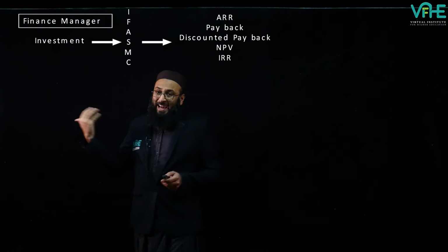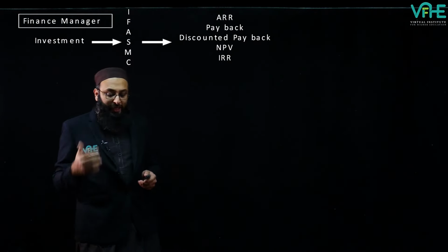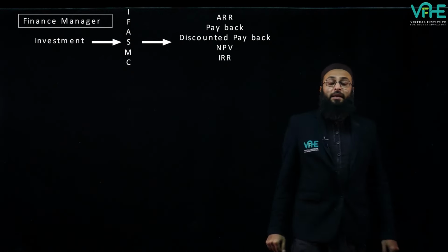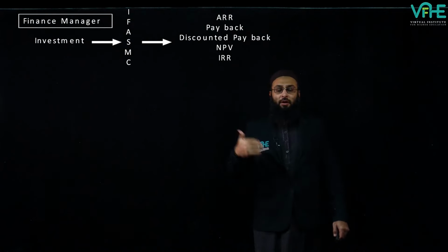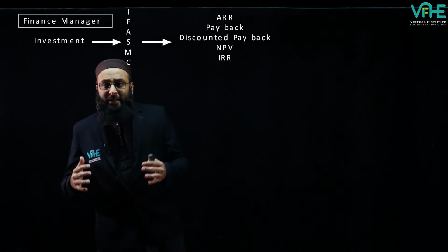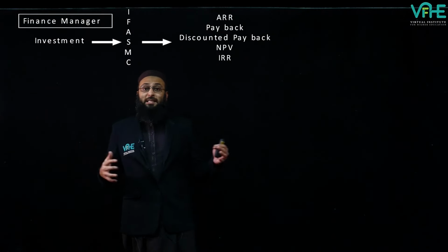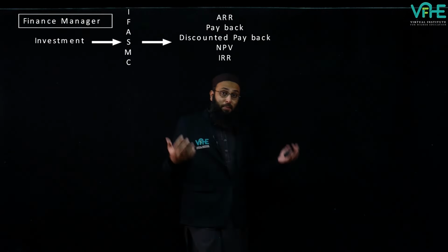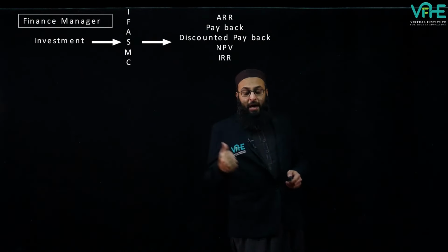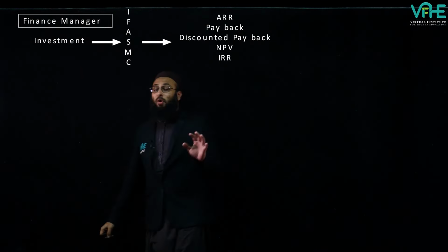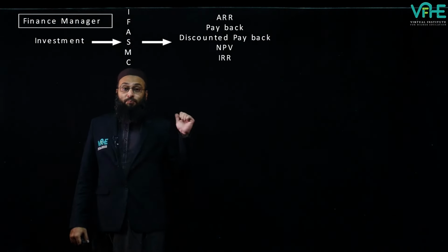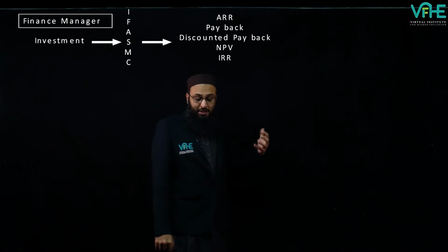And after that, S means select the project, M means make the expenditure, and C means continuously monitor the results of this project to ensure that those results are in accordance with the plans that you have made, the budget that you have planned. So this is IFASMC. Now, as I mentioned, there are 4 investment appraisal techniques. Yes, it's 4. First is accounting rate of return.